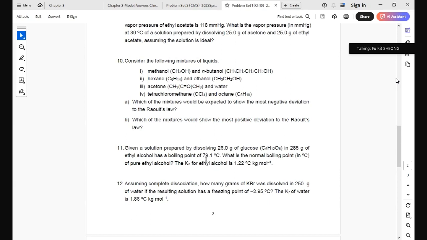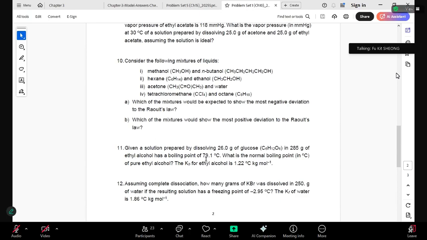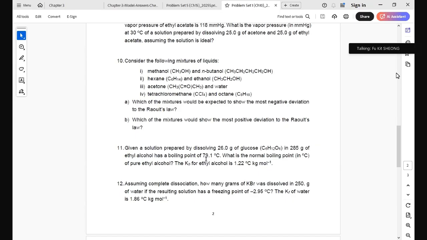The fourth one is tetrachloromethane and octane. Although tetrachloromethane looks locally polar, because the whole molecule is symmetric, it is also non-polar. And octane is also non-polar. So that is more like non-polar. When they are mixed together, they do not have a very significant positive deviation from Raoult's law.